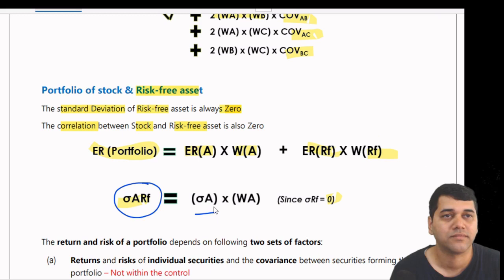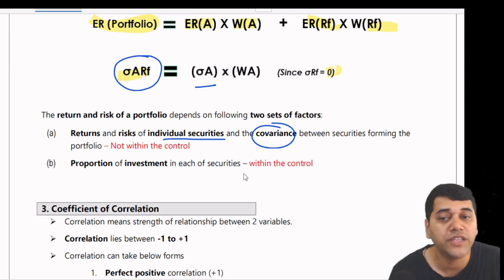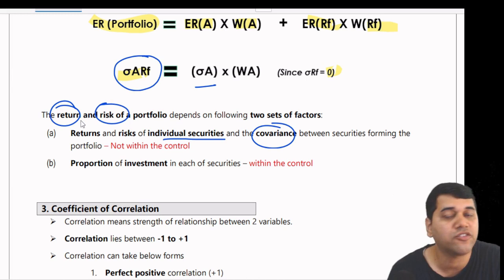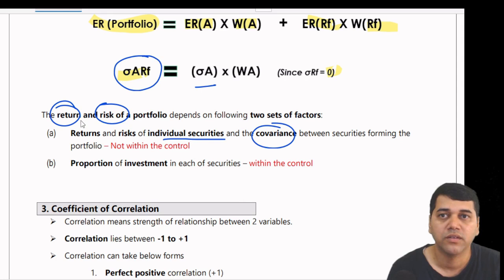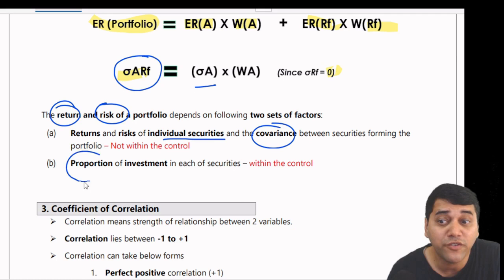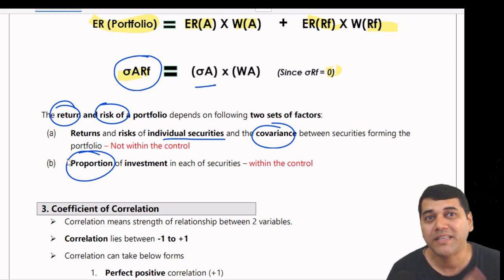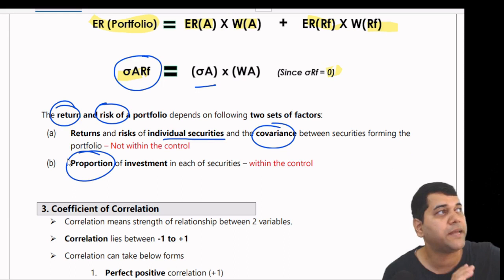The return and risk of the portfolio depend upon two sets of factors: the return and risk of individual securities and their covariance, which is not within your control. Correct, no? If I am talking about the return of the portfolio, it depends upon the return of the individual stock. Is it within your control? Understood, students? No. What is within your control? Proportion is within your control. Should I have 10% or should I have 90% is within your control. But the individual stock's return is not within your control. Is the covariance within your control? Between LG stock and Heater stock, Infosys stock and MRPL stock, is the covariance within your control? No. But having the proportion is within your control.